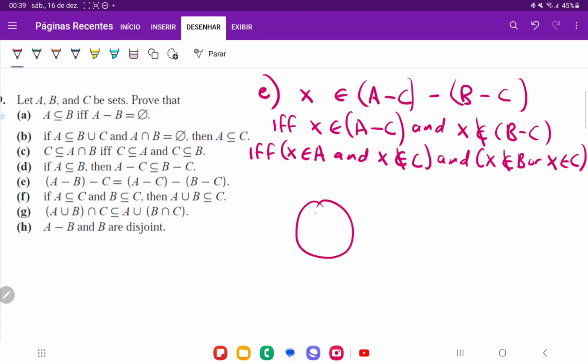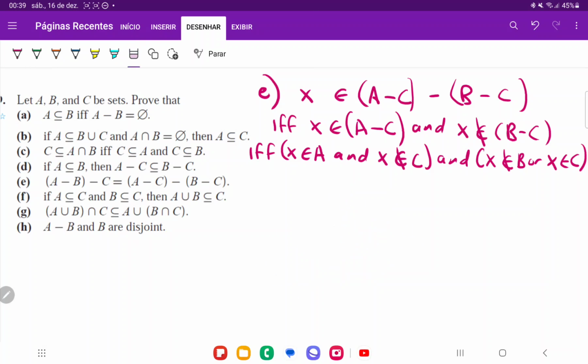Because think about it. If this is B and this is C, right? So B minus C would be this section here. So if we're saying it is not in B minus C, so if it's not in this section, it either means that it is not in B, or it means that it is in C, right? Because if it is in C, then it is definitely not there in blue, and if it is not in B, so if it is outside here, then definitely not in that area in blue, right?